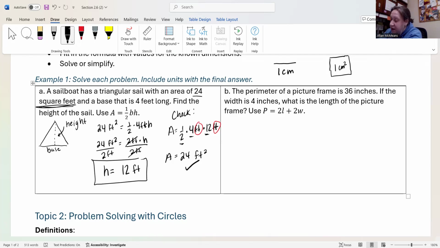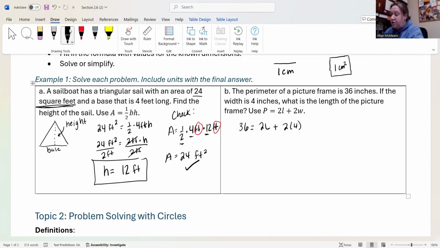So we know what P is. That's 36. We don't know what the length of the picture frame is, so we're just going to leave the 2L, and then the width we know is 4, so we're going to take 2 times the width of 4, and then we're going to simplify this and see if we can solve. So we've already learned how to solve. Let's put our skills to practice here. We need to isolate the term containing the variable, and in this case, the variable is the L.